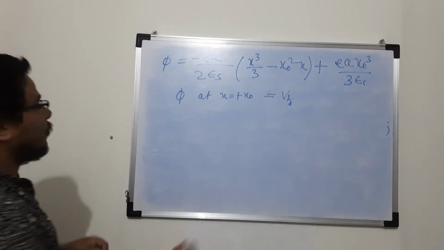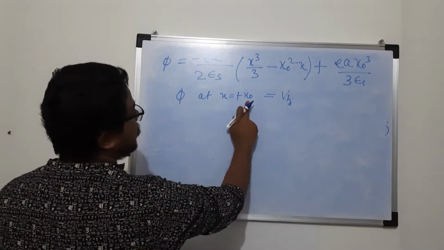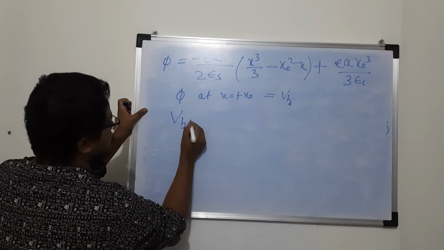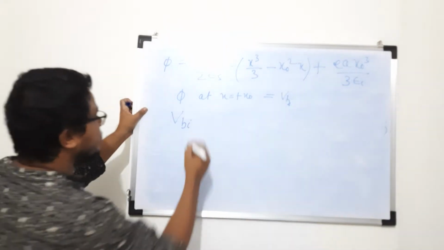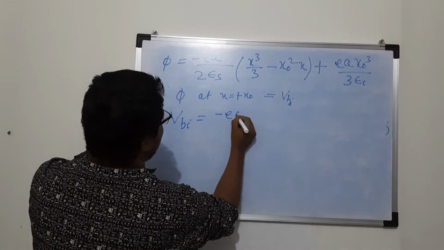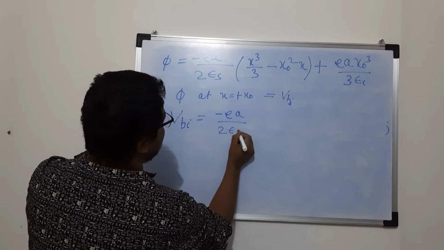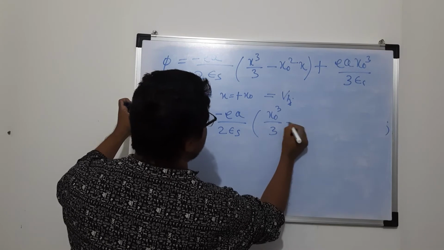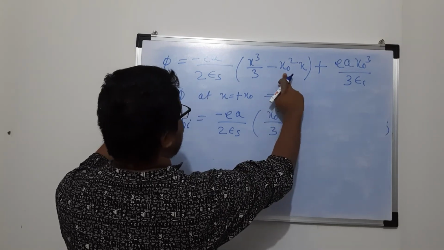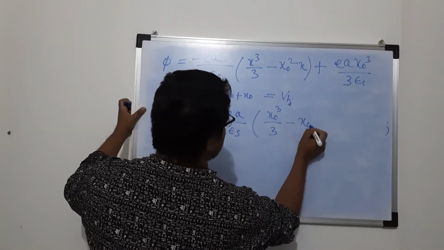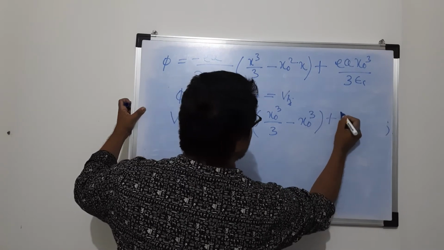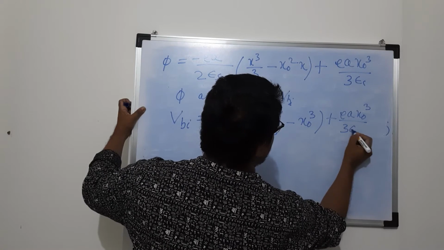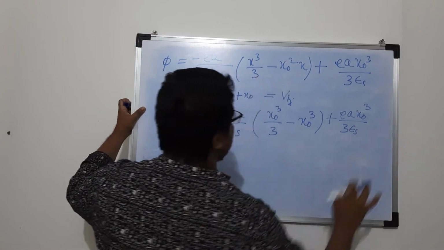Well, so what I will do is I will substitute x is equal to x0 and I will write phi to be VBI. So I can write phi is equal to VBI, that is built-in potential barrier, and carefully substitute the value EA by 2 epsilon S, and here we got x0 cube by 3 minus x0 square and x0, that makes x0 cube, plus EA x0 cube divided by 3 epsilon S. Okay, so this is the value.